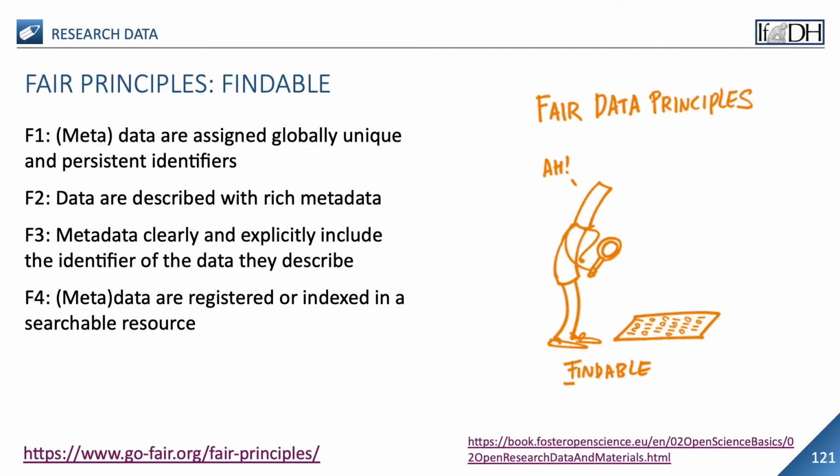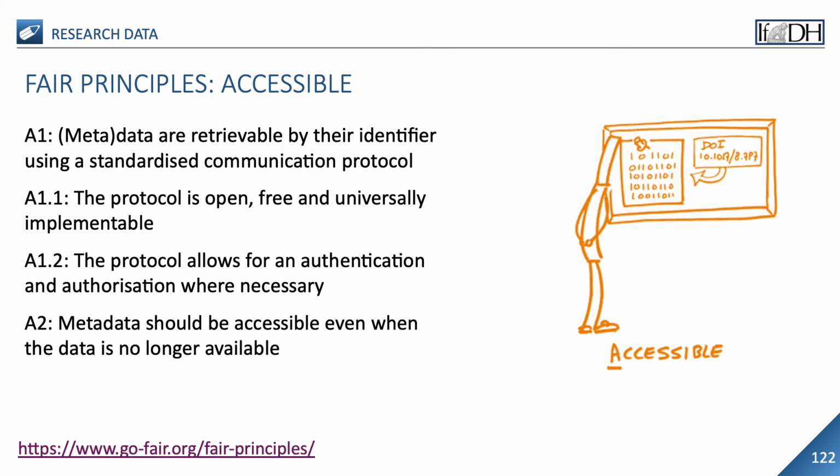Speaking of free and open, in the digital humanities we try to apply the FAIR principles as far as possible. The four capital letters stand for findable, accessible, interoperable and reusable. Findable is understood to mean four principles. First, data and metadata are assigned globally unique and persistent identifiers. Second, data are described with rich metadata. Third, metadata clearly and explicitly include the identifier of the data they describe. And fourth, data and metadata are registered or indexed in a searchable resource. Accessible includes that the data and metadata can be retrieved by their identifier using a standardized communication protocol. The protocol is open, free and universally implementable and allows for an authentication and authorization when necessary. Furthermore, metadata should be accessible even when the data is no longer available.